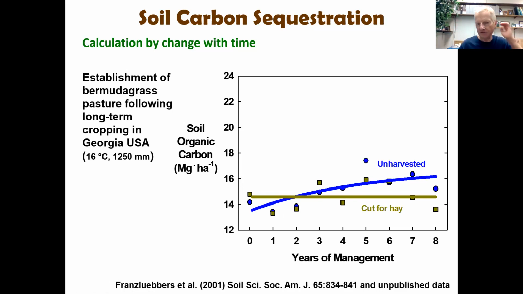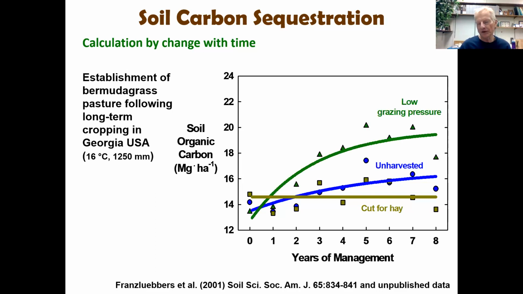And this makes perfect sense, right? They cut the hay, they didn't bring manure back. And here they left it just growing every year. It just dropped its carbon on the soil. But what was really surprising is that when they grazed that Bermuda grass pasture, they actually got higher organic matter, either at low grazing pressure or at higher grazing pressure. So something about the grazing animal increased the soil carbon.